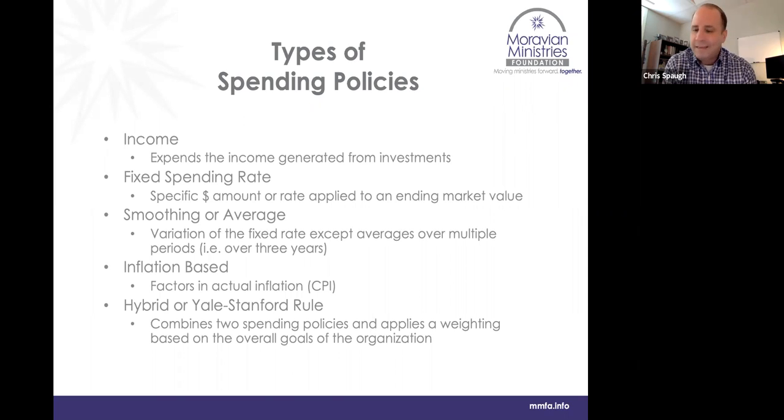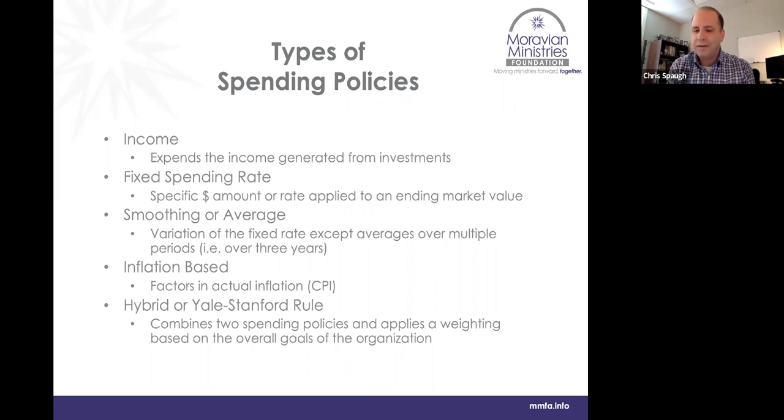Income, that's the old school one. It's just interest and dividends, or your income generated from your investments. A fixed spending rate is the one we favor here at MMFA. That's a percentage based on a value taken at a certain point in time. So the end of December is usually, they think of the end of the year, your 4 or 5% of whatever your endowment's balance is, that's your charitable spend for the next year. We do that on the endowments we manage here, and also encourage churches to develop some sort of policy around that. You can do smoothing or averaging.